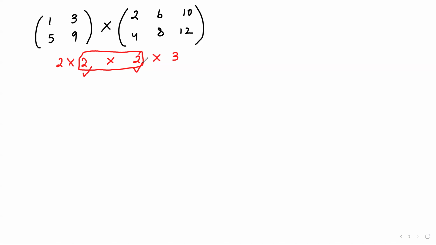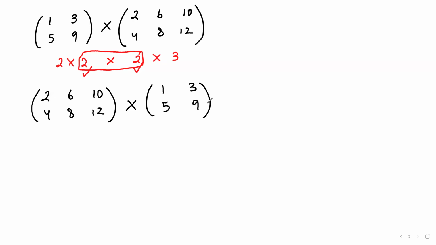So now if I were to flip this, like if I instead wrote 2, 6, 10, 4, 8, 12, and I was trying to multiply that by 1, 3, 5, 9, can I multiply these two matrices? I mean, it's the same matrices basically. Let's say this is matrix A here and this is matrix B. Then you can do A times B, because A is a 2 by 2 and B is a 2 by 3.